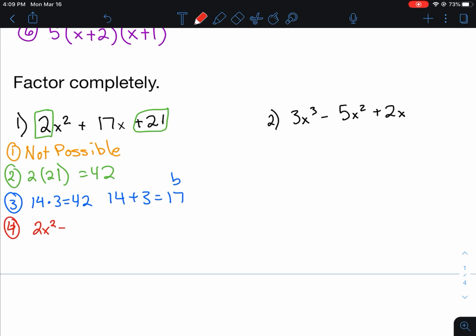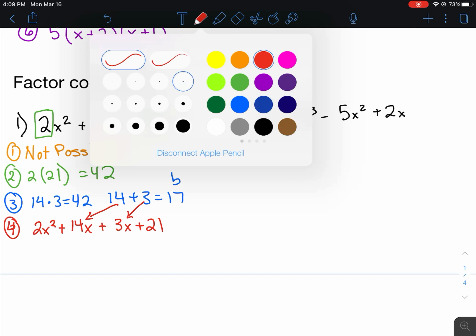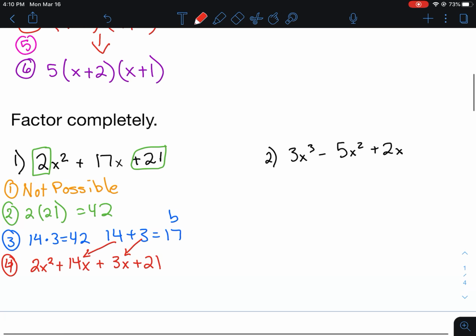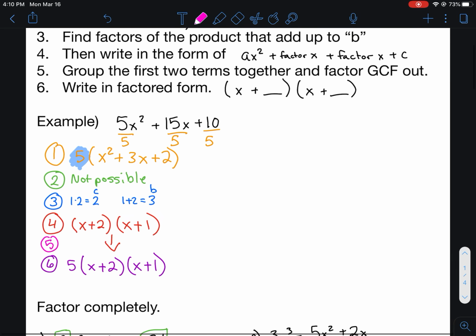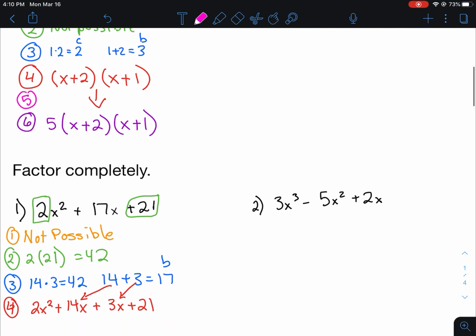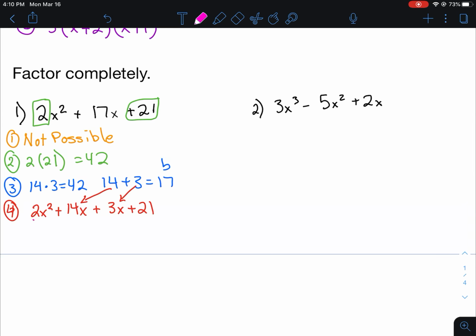So we have 2x squared plus 14x plus 3x plus 21. Again, I got this 14 here and the 3 here. My next step is where it says group the first two terms together and factor out the greatest common factor. So I'm going to focus on these two terms of 2x squared and 14x.